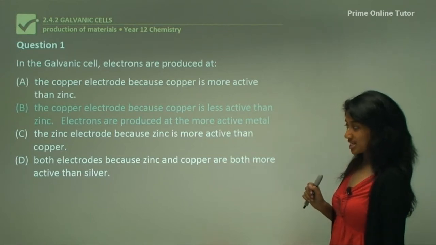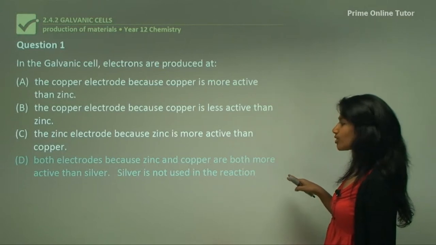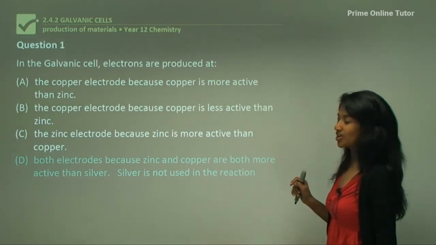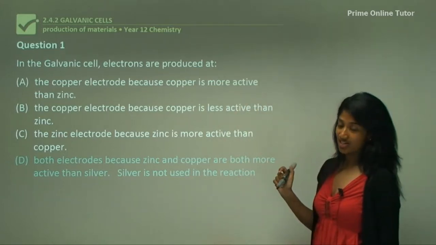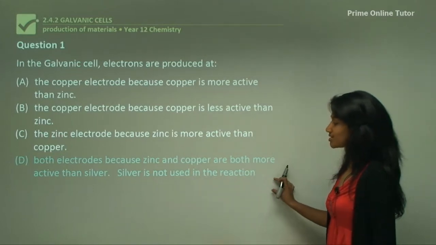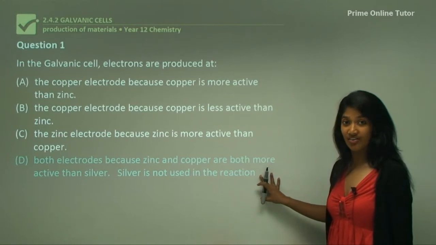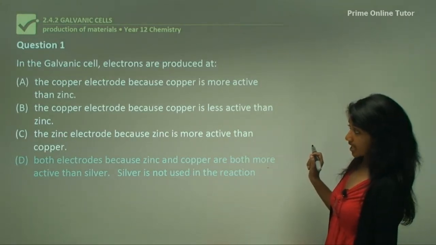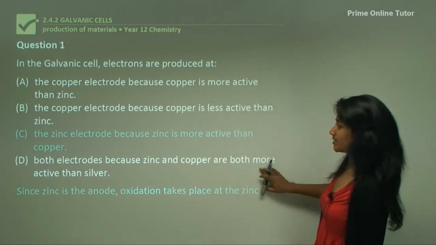Moving to option D now. Both electrodes, because zinc and copper are both more active than silver. Silver is not taking part in the reaction. One, it is not mentioned in the galvanic cell, and also it's an inert metal, which means that it's not going to be reacting. So option D is incorrect. Now looking at option C, the zinc electrode, because zinc is more active than copper.